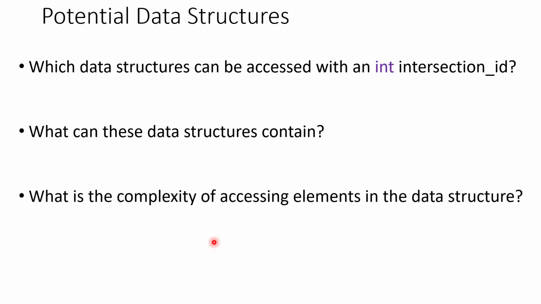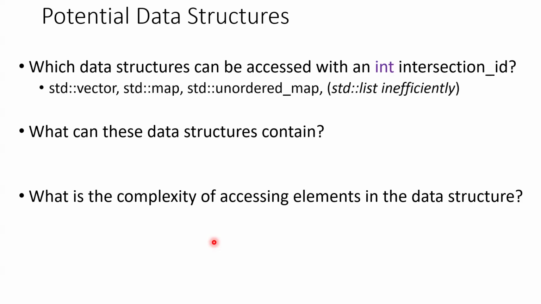Vector, map and unordered map. And the list can be accessed very inefficiently because you have to traverse from the start, but you can, in theory. What can these data structures store? They're templated, so essentially everything.